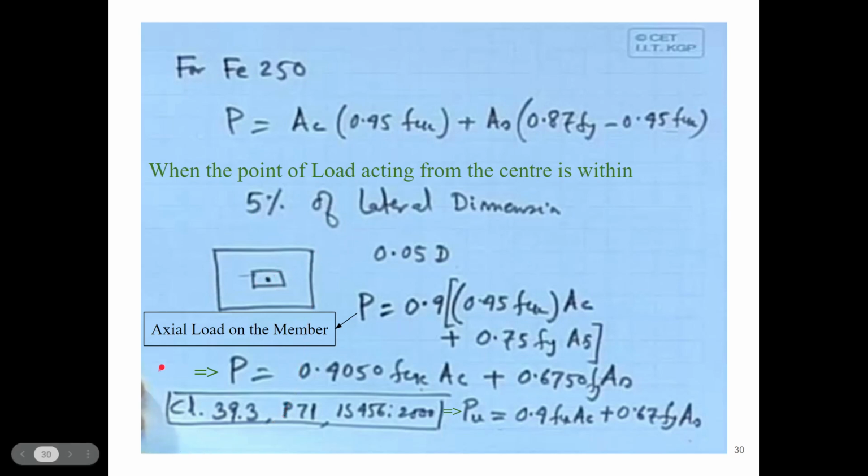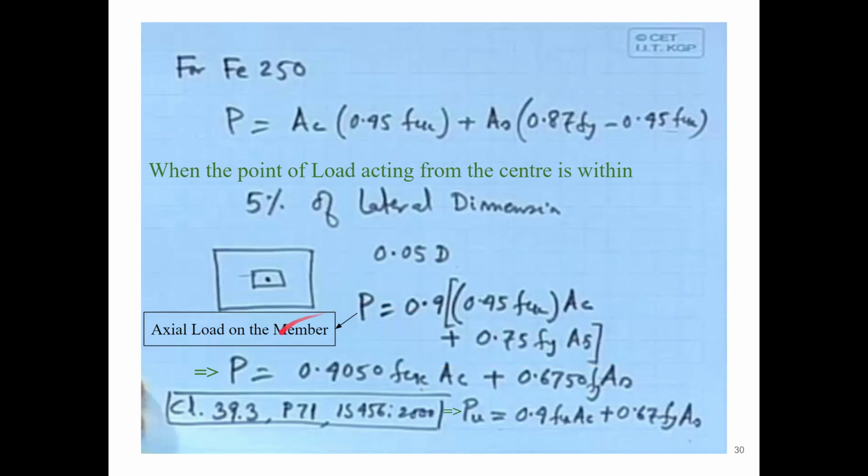Okay, in that case the axial load capacity of the member, or the carrying capacity of the member, will be 0.9 times 0.45 fck Ac plus 0.75 fy As. So this is as per the IS code. They have found this out experimentally and given this empirical relation.